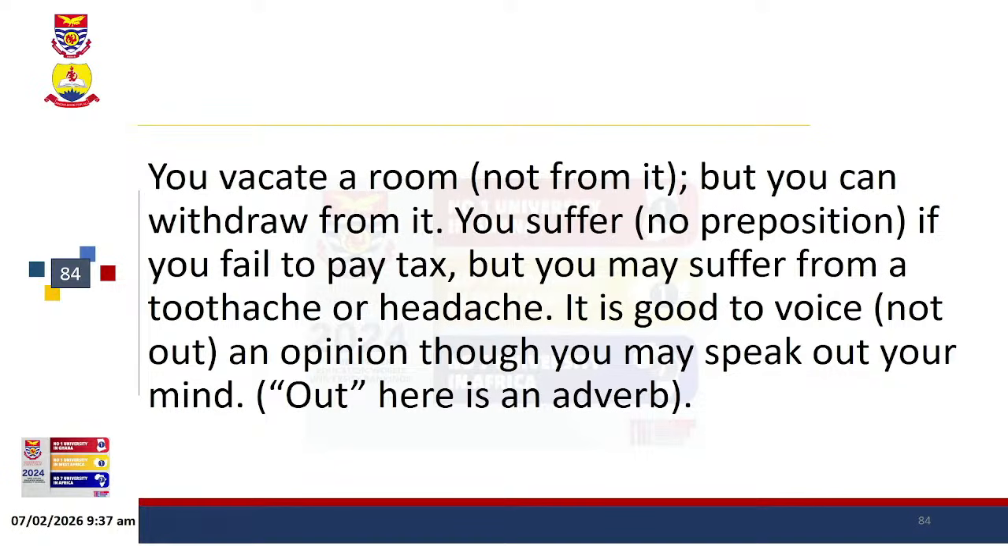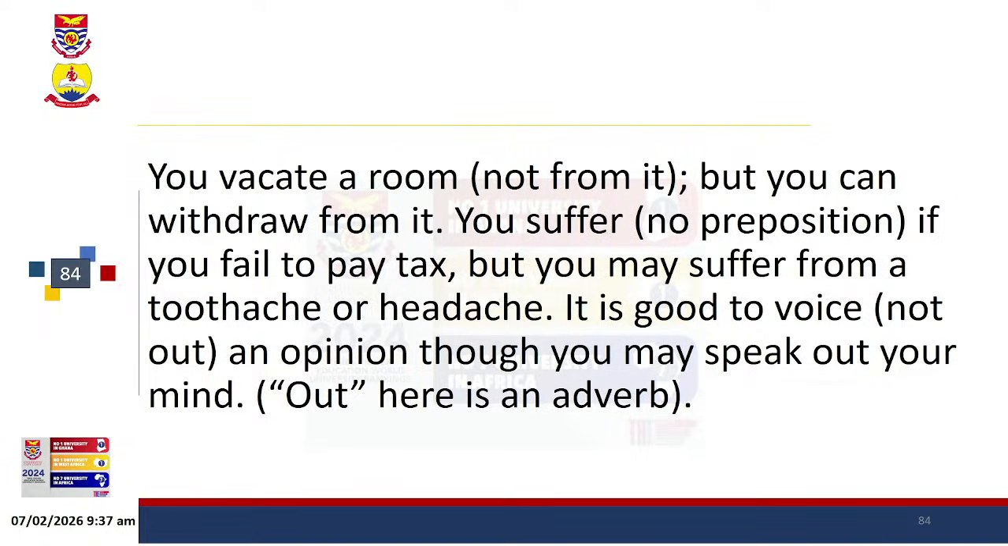You vacate a room, and vacate here is a verb. You vacate a room, not from it. So there is no need for a preposition, but you can withdraw from it. There's an exception, but you can withdraw from it. Withdraw is here also a verb, but as an exception, it can work with a preposition, I should say.